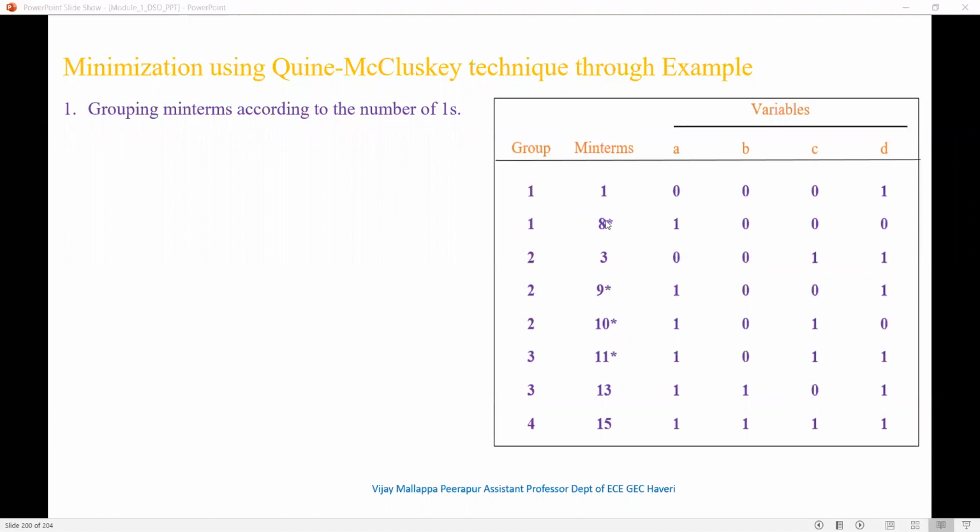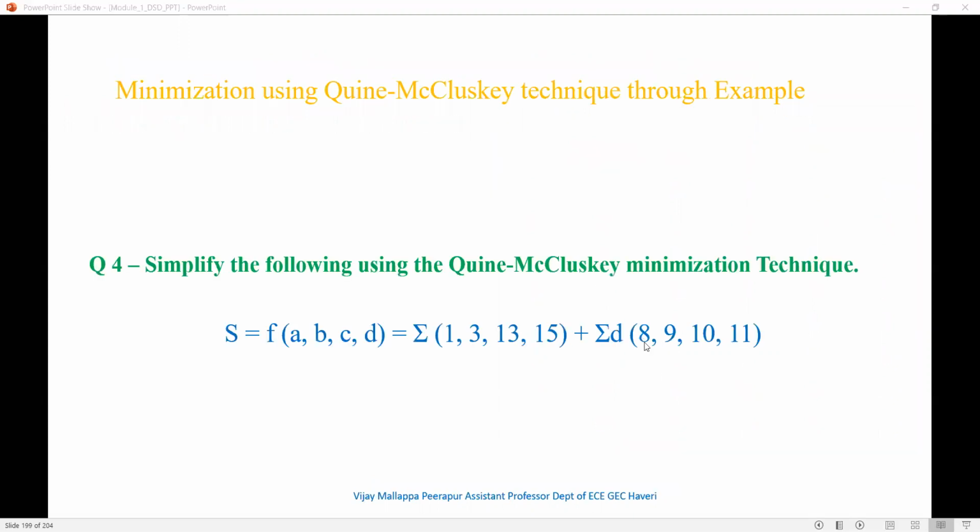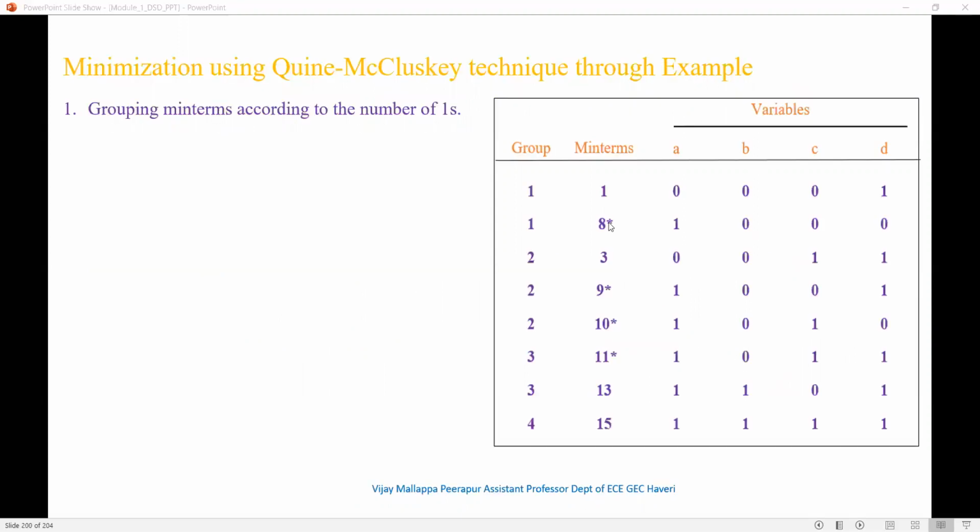Now what we have: 1, 8, 3, 9, 10, 11, 13, and 15. And all the don't care conditions, the terms 8, 9, 10, and 11, we have represented by a star to say that this is a don't care term. 8 is a don't care term, 9 is a don't care term, 10 and 11 are don't care terms, in order to specify that, so that this star will help us in identifying the prime implicants and essential prime implicants. That's the reason we specified it here by the star.